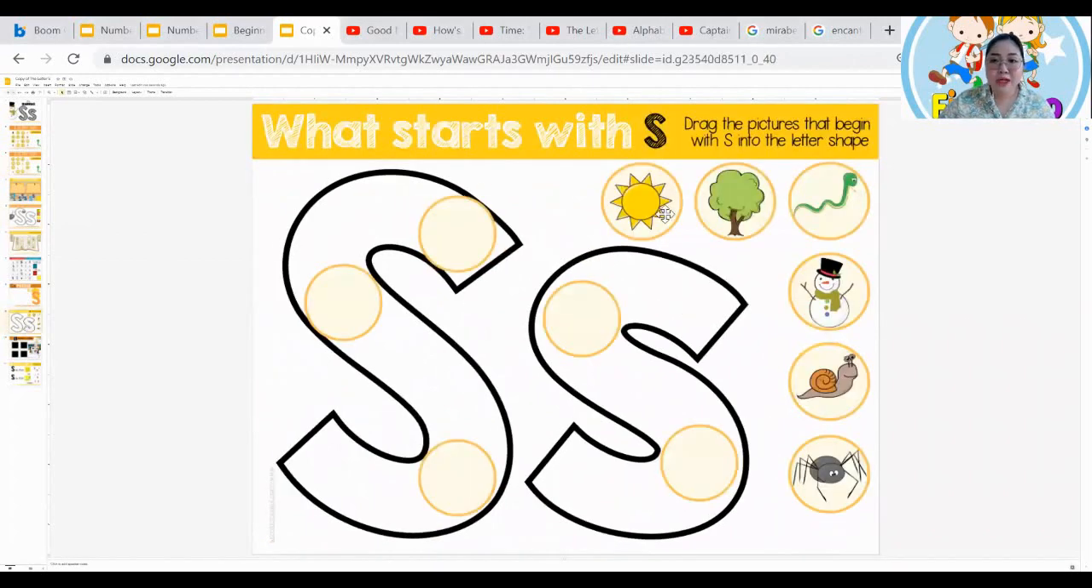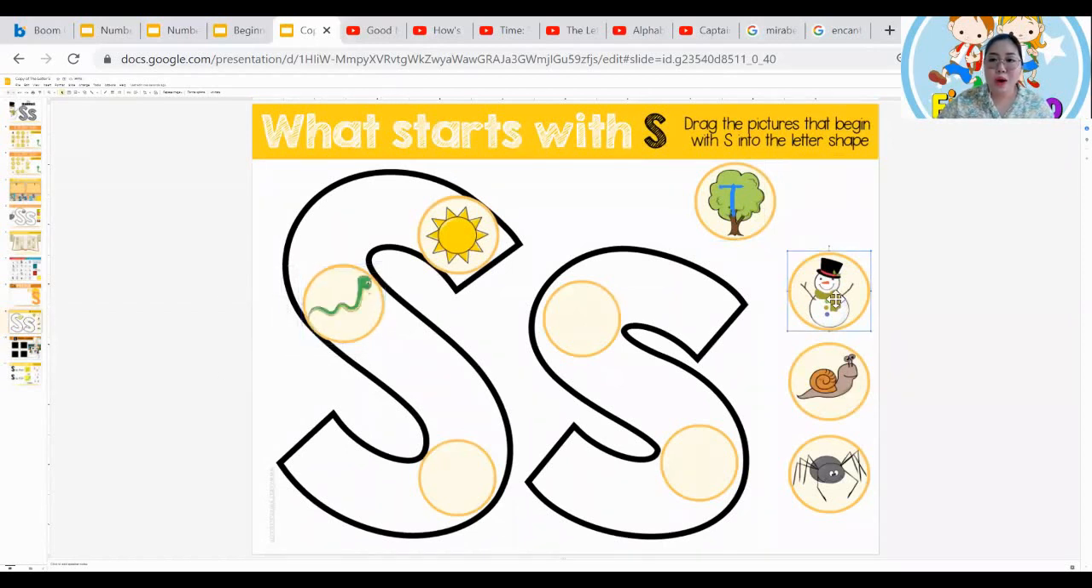So we have sun. Does sun begin with the letter S? Yes, it does. So let's put that inside the circle. How about tree? Does tree begin with the letter S? No, it starts with the letter T. So let's write capital letter T here. How about snake? Does snake start with the letter S? Yes, it does.